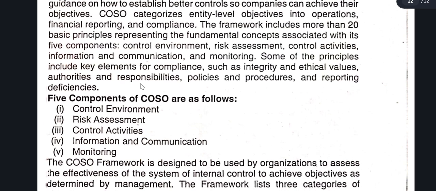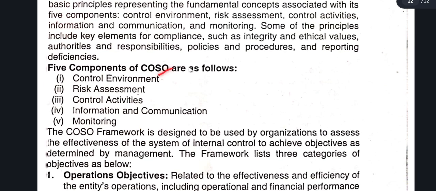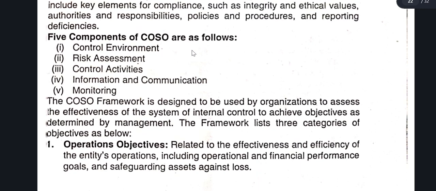Some of the principles include key elements of compliance such as integrity, ethical values, authority and responsibility, policies and procedures. These are all the activities there. And reporting and efficiencies are also activities. The 5 components of COSO are control environment, risk assessment, control activities, information and communication, and monitoring. So these are the 5 activities. What is the control environment? Then risk assessment, control activities, information and communication, and monitoring. These are the 5 components of COSO.